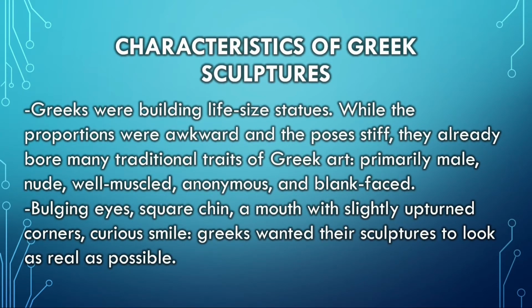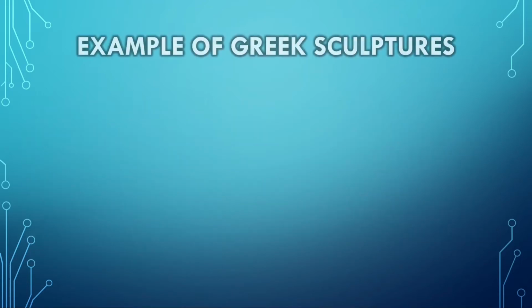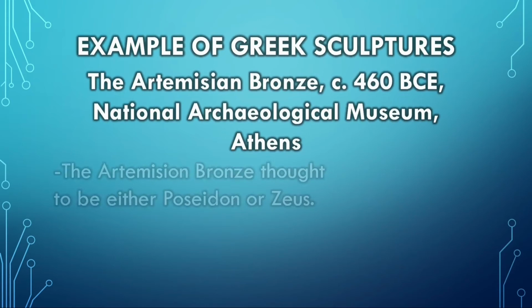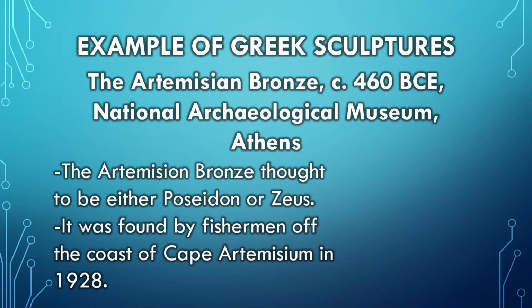While the proportions were awkward and the poses stiff, they already bore many traditional traits of Greek art: primarily male, nude, well-muscled, anonymous, and blank-faced. Bulging eyes, square chin, a mouth with slightly upturned corners, a curious smile. Greeks wanted their sculptures to look as real as possible. Example of Greek sculptures: the Artemision bronze, 460 BCE, National Archaeological Museum, Athens.